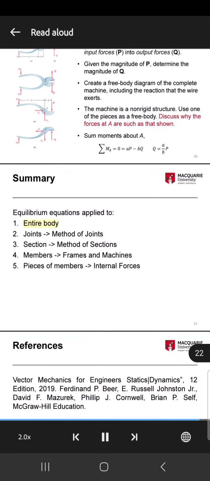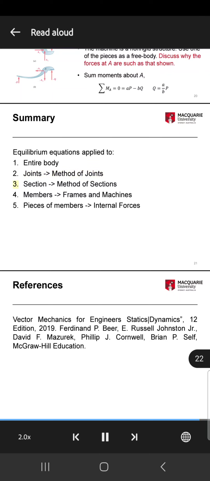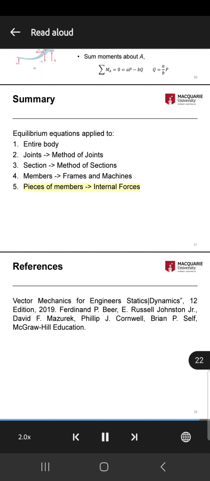Summary: equilibrium equations applied to 1. Entire body. 2. Joints, the method of joints. 3. Sections, the method of sections. 4. Members, frames and machines. 5. Pieces of members, internal forces.